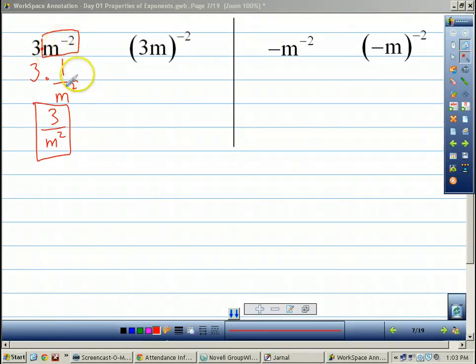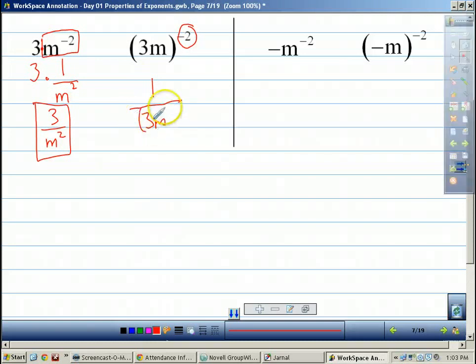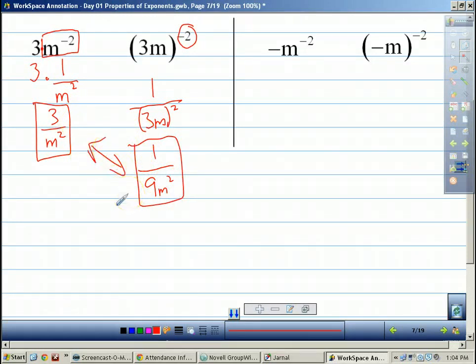Only the m is being raised to negative 2, as opposed to over here, everything is being raised to negative 2, so everything moves. The 3, the m, and now that's being squared, which equals 1 over 9 m squared. Very different answers here, with and without parentheses.